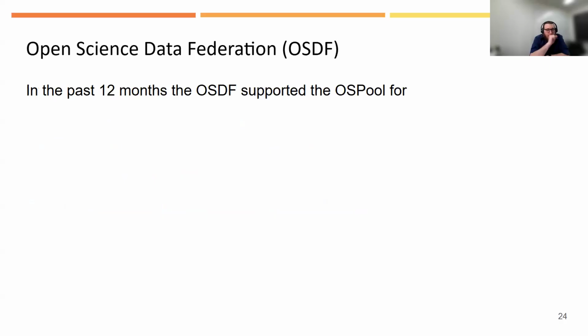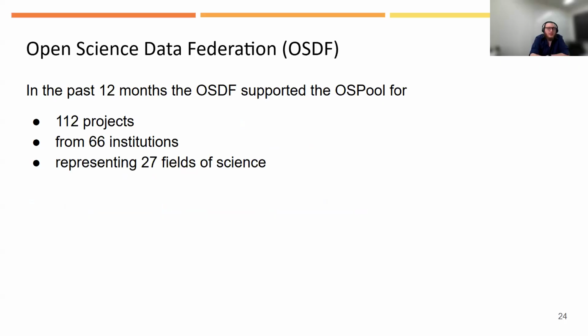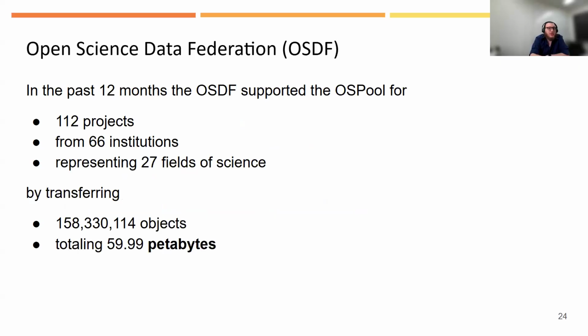In the last 12 months, the OSDF supported the OSPool for 112 projects from 66 institutions, representing 27 fields of science. And it did so by transferring 150 million objects, totaling 60 petabytes. So a lot of transfers happening through the OSDF.